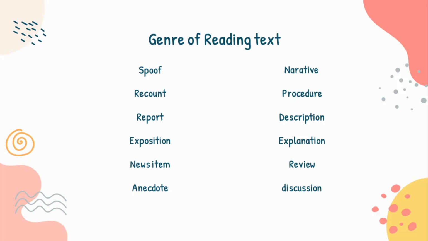And now we move to the kinds of genre in reading text. There are spoof, recount, report, exposition, news item, anecdote, narrative, procedure, description, explanation, review, discussion text, and others. Each kind of genre in reading text has a different social function, generic function, and linguistic feature.